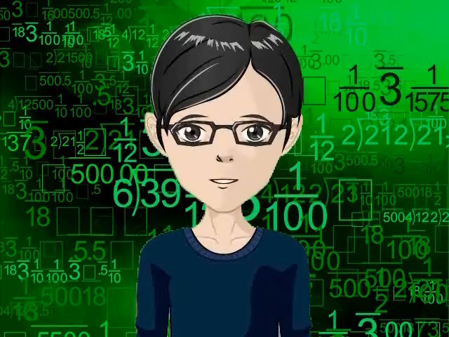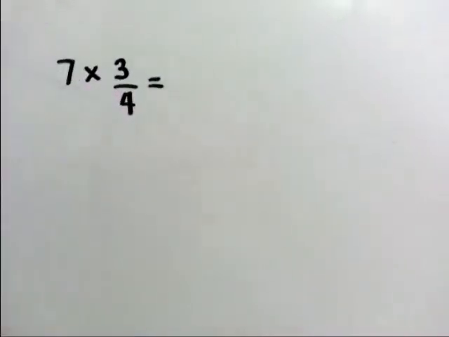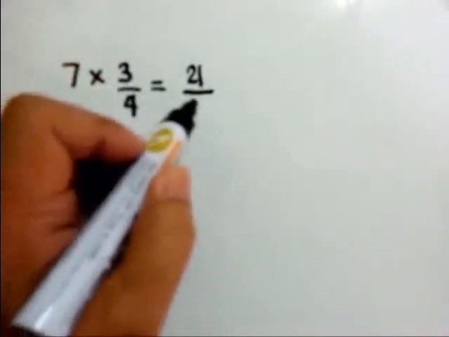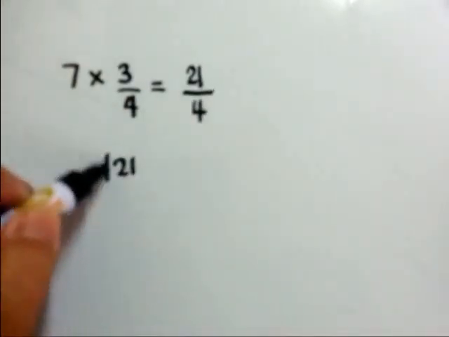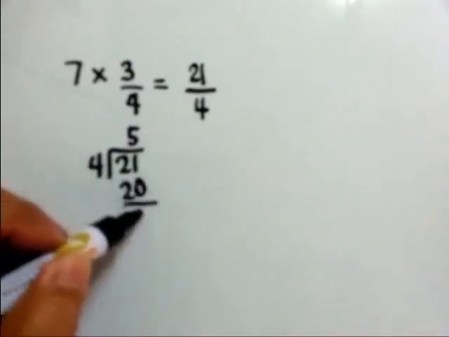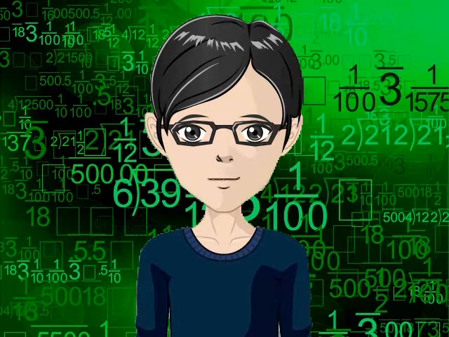Another example. This time, huwag na tayong gumamit ng pizza. Numbers na lang. Say we have 7 times 3/4. Anong sabi sa rules? Whole numbers are multiplied only to numerators. So, 7 times 3 equals 21. Tapos, kukopyahin na lang natin yung 4. And we have 21/4. 21/4 is an improper fraction. We will change it to mixed number. We will divide. 21 divided by 4 equals 5, remainder 1. So, our mixed number is 5 and 1/4. Madali lang, di ba?